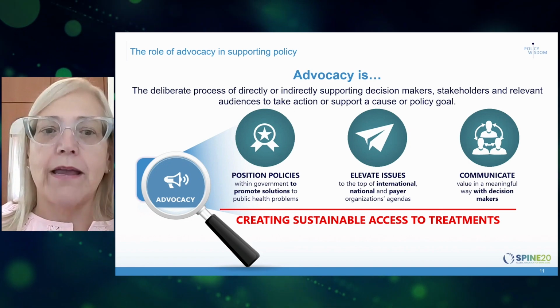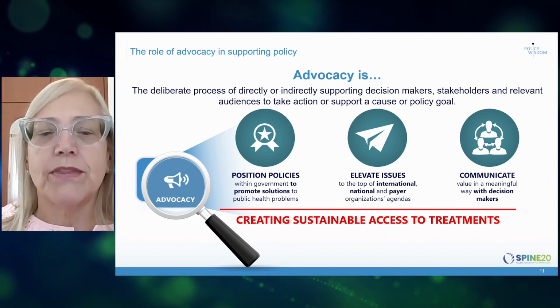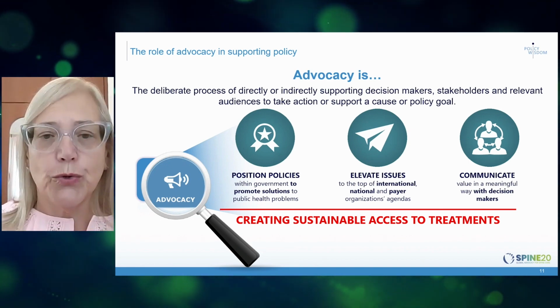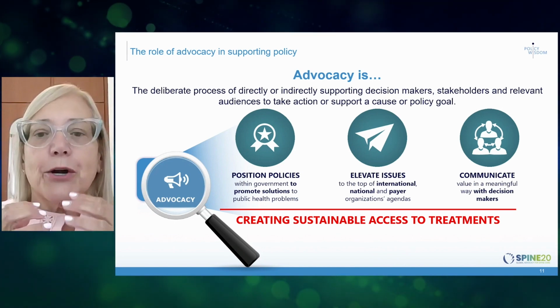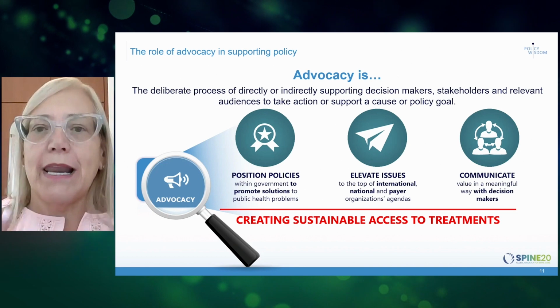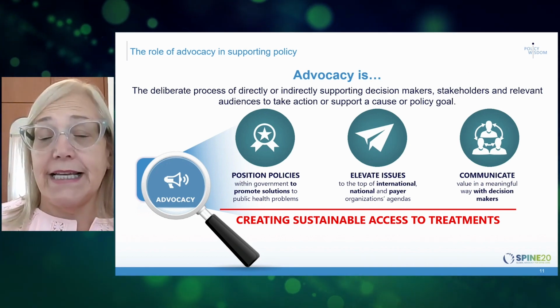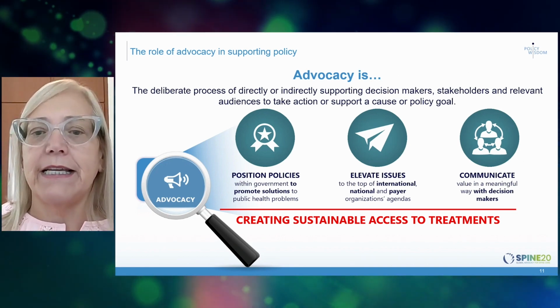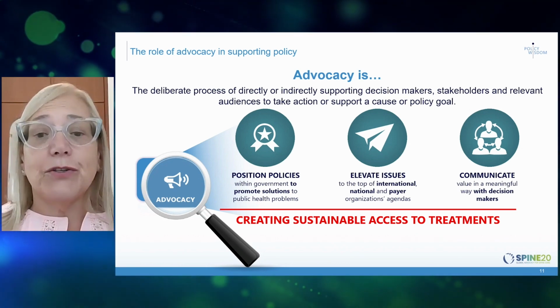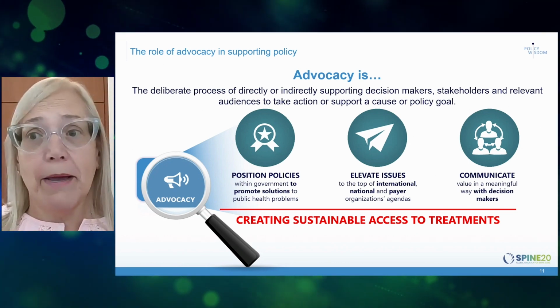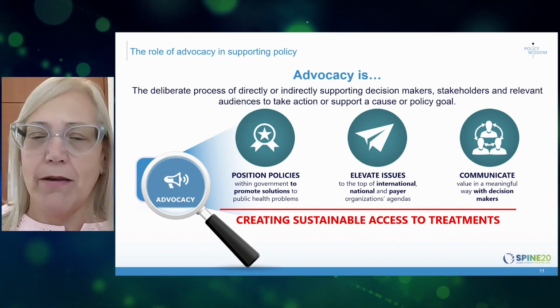We can do it by positioning policies that create a solution to a public health problem. We can do it by elevating an issue to a level in which it's not only seen at the country level, but it's seen at the international level to get more traction. And it's also seen not only by decision makers or policy makers, but by payers.